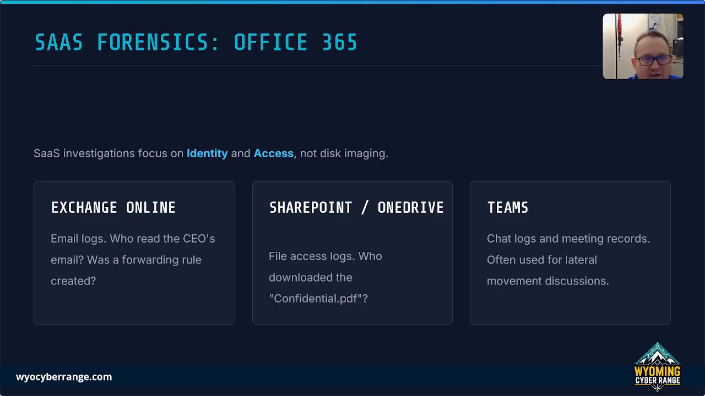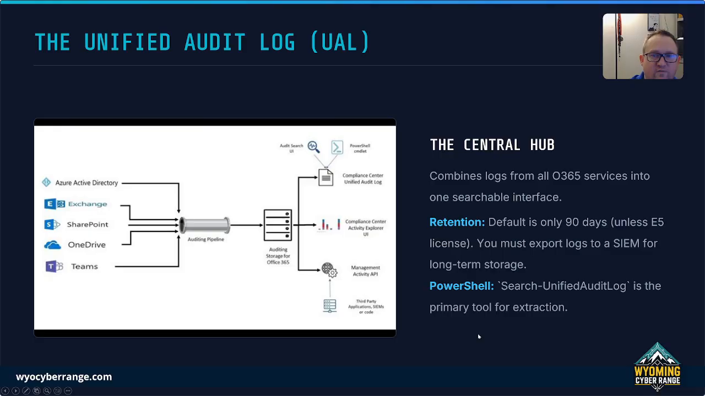And they're going to give you access to these differently. And so you're going to have to be a subject matter expert in some of these portals, like with Azure, AWS, or even GCP. To investigate something like Office 365, here's what we're going to have to do. We're going to have to rely on the Unified Audit Log. This is a central hub that combines all the logs from Exchange, SharePoint, OneDrive, Teams, all into a searchable pipeline.